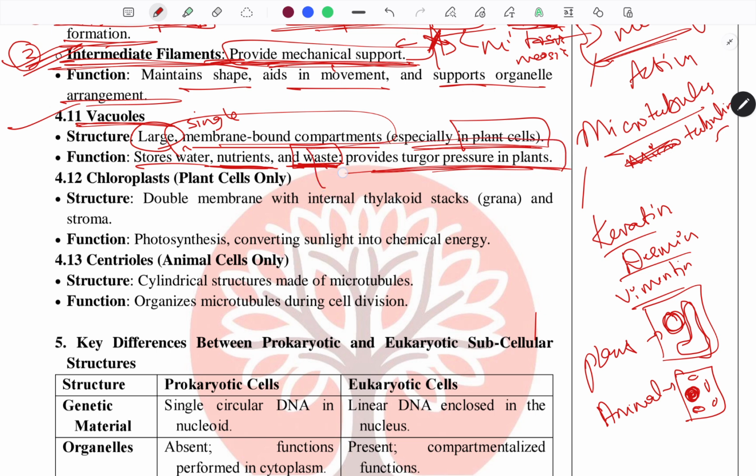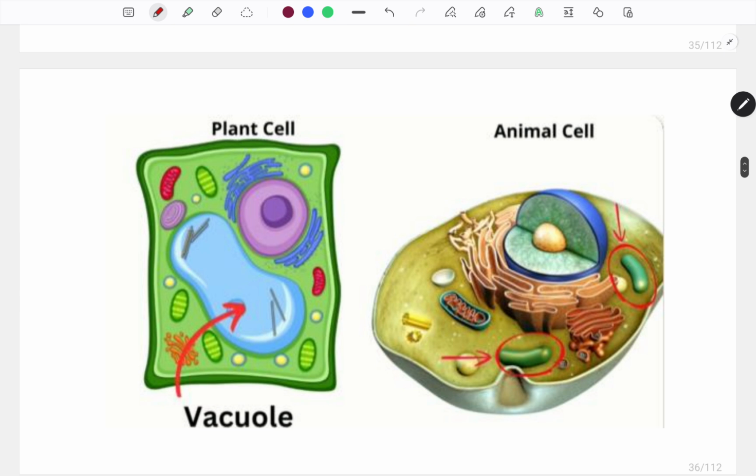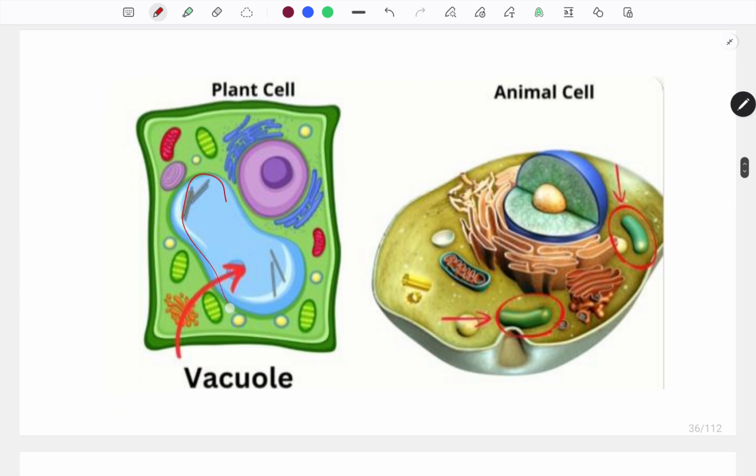What is this turgor pressure? It is the pressure required to maintain the cell structure and shape. If turgor pressure becomes low, the cell will shrink. So turgor pressure is the pressure which maintains the shape of the cell. See, this is how a vacuole looks in a plant cell. It is a very large single structure, and in an animal cell, it is very small.